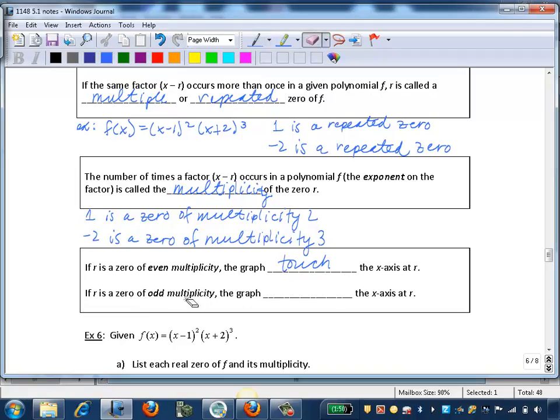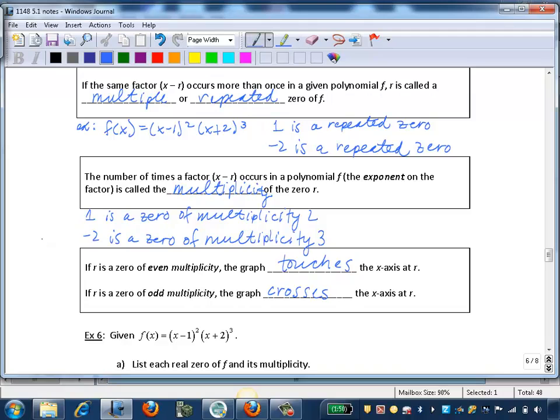And if r is a 0 of odd multiplicity, the graph will actually cross, and this should be touches. If r is a 0 of odd multiplicity, the graph crosses the x-axis at r. So that means, in this example, this graph will cross the x-axis because of this odd multiplicity at negative 2.